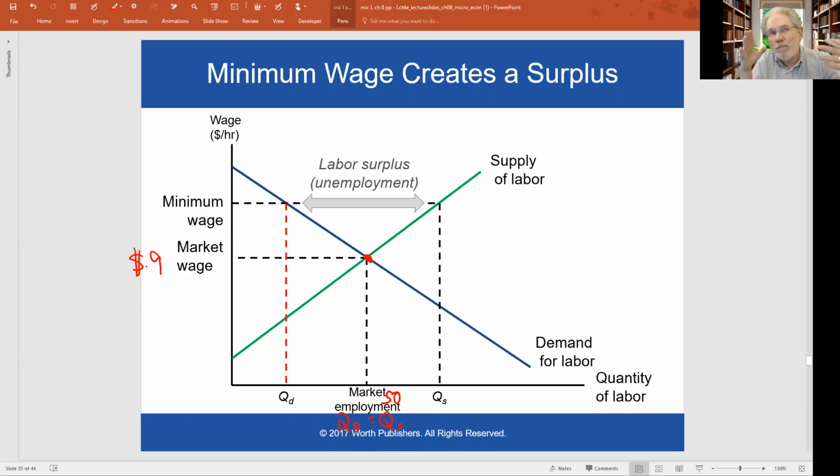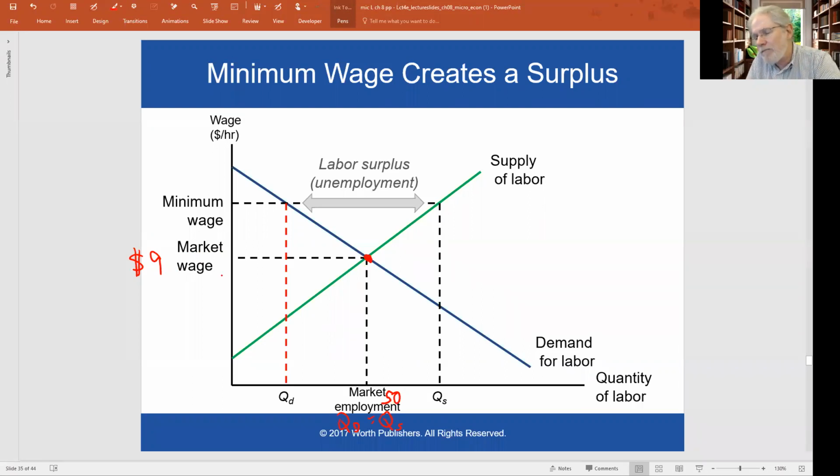But it would be short-term unemployment, people who are kind of between jobs. They've lost their job, they haven't found a new job. You would not have any long-term unemployment. Here, at the equilibrium wage rate, we're not going to have any long-term unemployment.